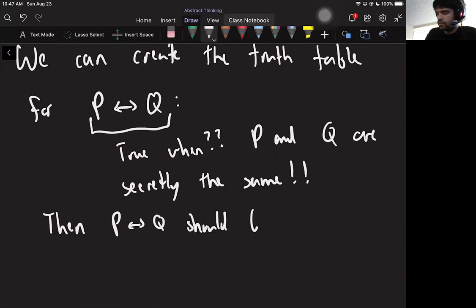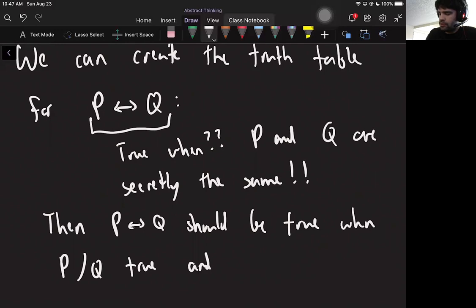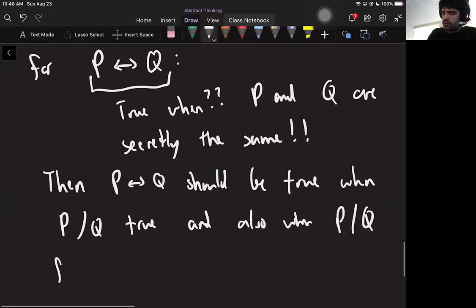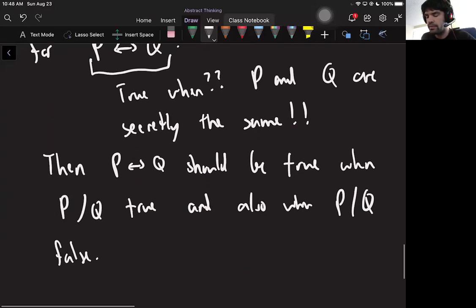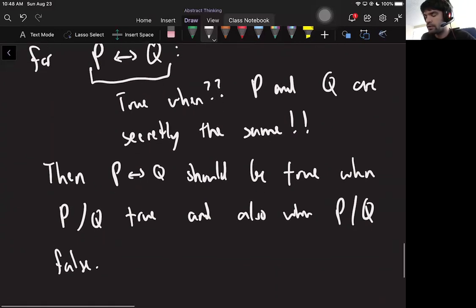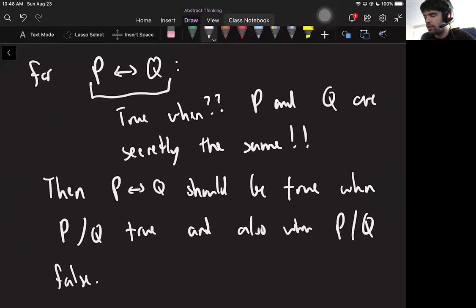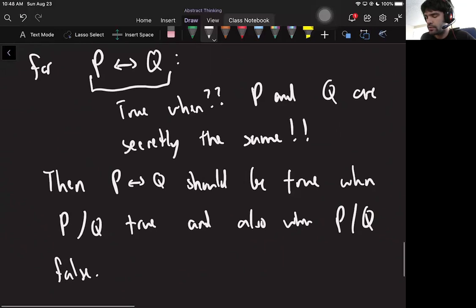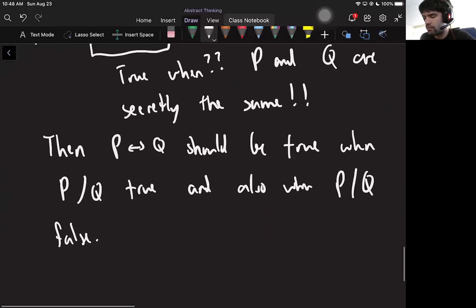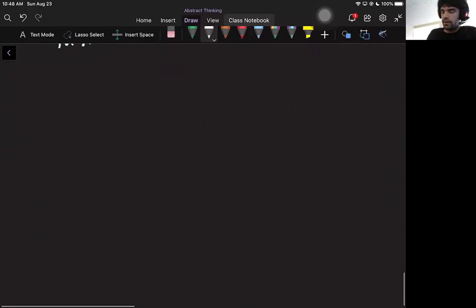So this should be true when P and Q are true, and also true when P and Q are false. Because if P and Q are secretly saying the same thing, then they should be false together. They should both be wrong together, just like they should both be right together. But when one is true, the other can't be false because they're supposed to be the same thing, and vice versa. So in those situations, the truth table is going to reveal that it's false. Okay, so let's see that happens.